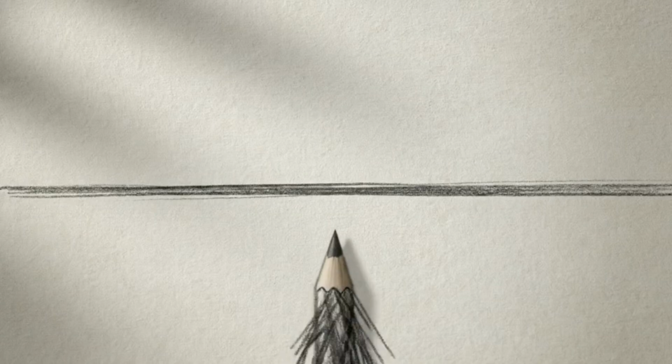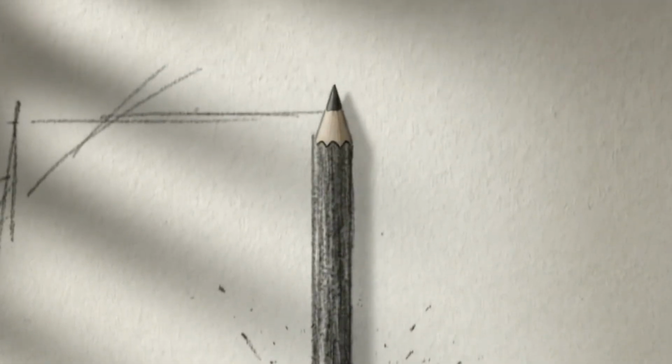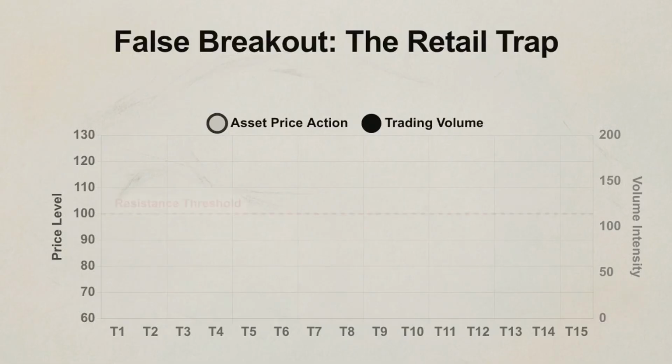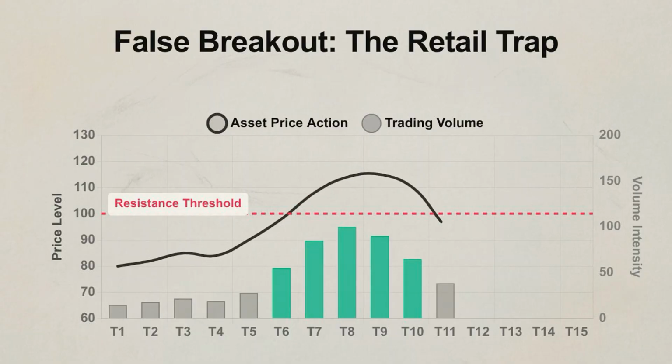You wait hours for the perfect setup. Finally, the price pushes past resistance and you buy in, only to watch the market instantly reverse. Half of all standard breakouts fail because they represent a temporary surge in volume that lacks structural support.